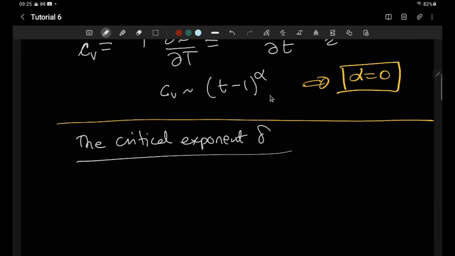So as a first step, how is this defined? The definition is in terms of kappa T, which goes like minus 1/V dV/dP at constant T. That's the definition, keeping other things constant. So this is what we want to compute.